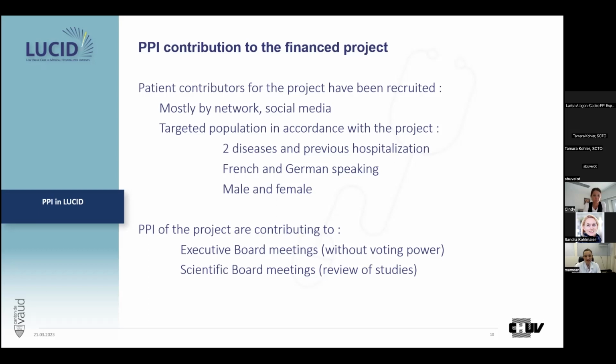And at this stage, we clarified who could come to the executive board meeting. We decided also, because we had to describe it in the consortium agreement, that the patients will not have voting power if they were present in the executive board, whereas in the scientific boards, their presence would be much more helpful. And I must say that it's not so easy to find this expert patient that could be in the executive board, whereas for scientific board meetings, it is much easier.